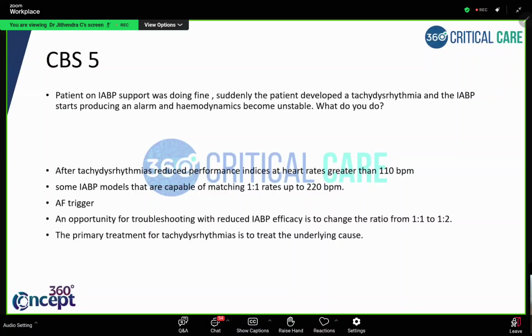And primarily, you can't do anything about the IABP. The only management is you should correct the underlying tachydysrhythmia. So start him on some antiarrhythmics or things like that. That is what will be helping ultimately. But for the IABP to continue to function, you change the trigger to AF trigger or put on auto mode and treat the underlying tachydysrhythmia.